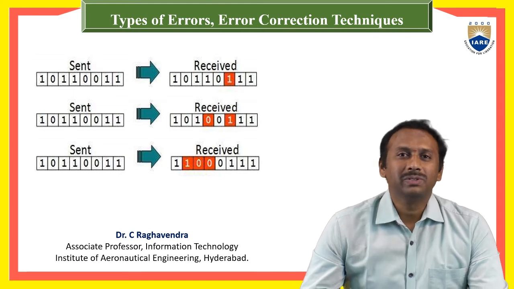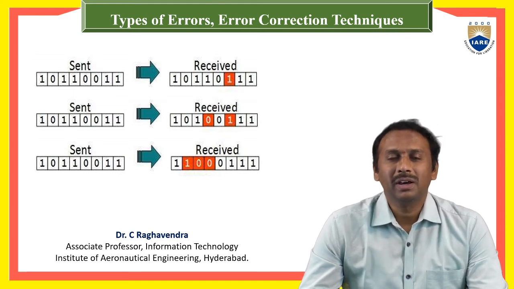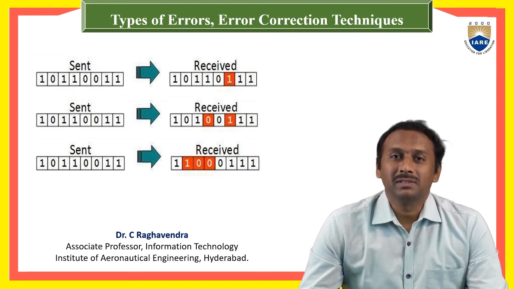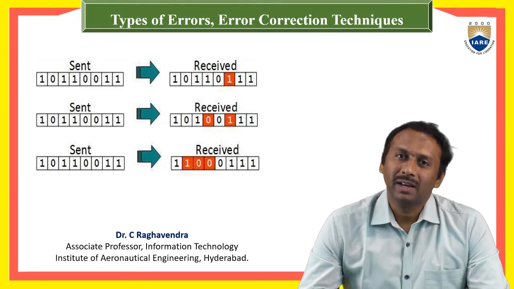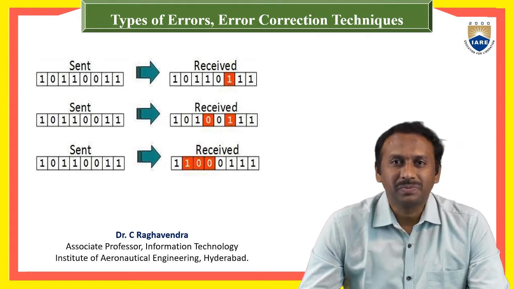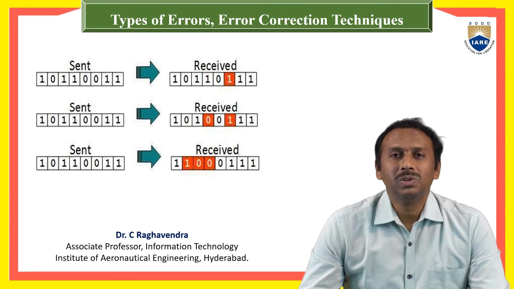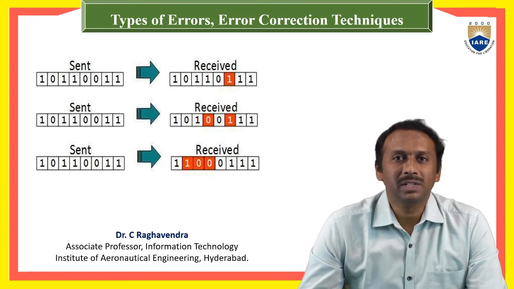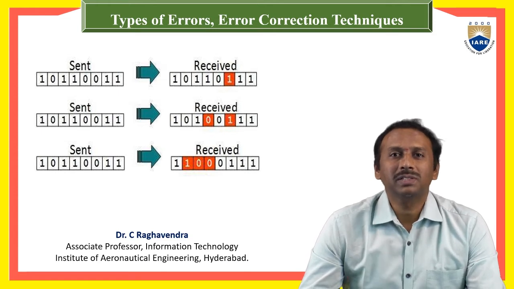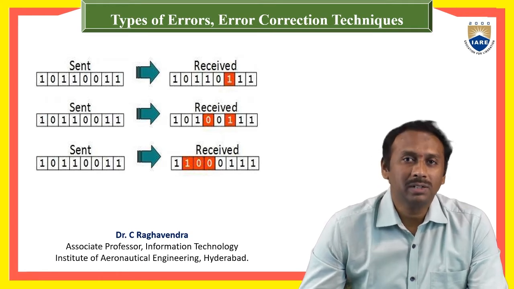Today we are going to discuss a very interesting topic, and even some questions may come in GATE and UGC NET or SLET also. This is types of errors and error correction techniques. During the transmission from one system to another system across the network, we can simply say that there is flow control and error control. Many times we have heard the terminology.